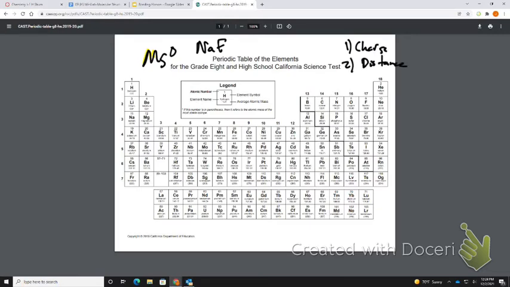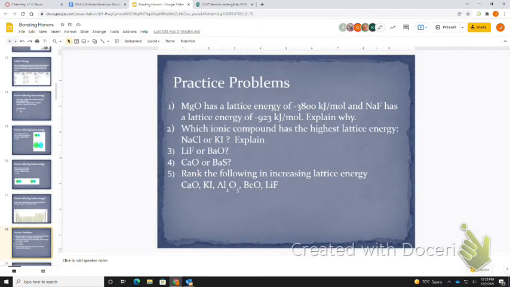Okay. So I'm going to look at the charge. Mg is +2, -2. Na is +1, -1, right? So which one's going to be bigger? Well, the charge is bigger for MgO, so this will have a higher lattice energy. So as we go back, you can see it has a higher lattice energy.